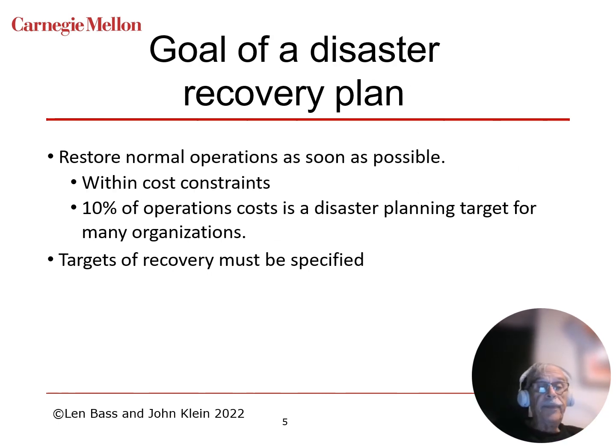So the goal of a disaster recovery is to restore normal operations as soon as possible within some cost constraints. And 10% of your normal operations cost is a target for many organizations. So that's the amount of money you want to spend on a disaster recovery plan and disaster recovery backup kinds of things. And the targets have to be specified.